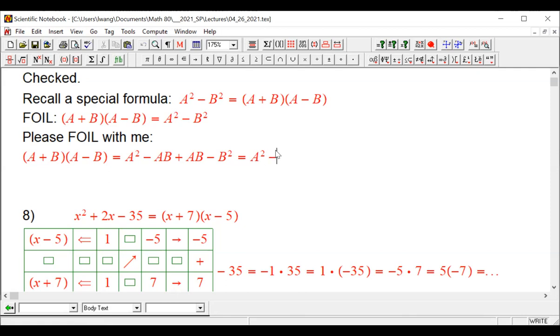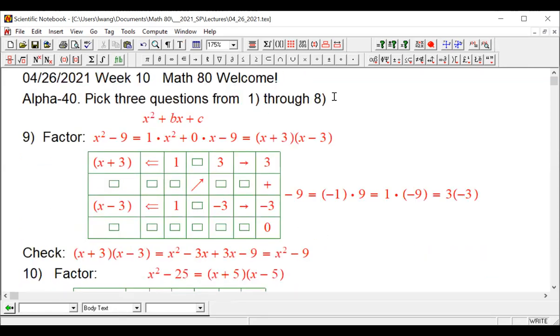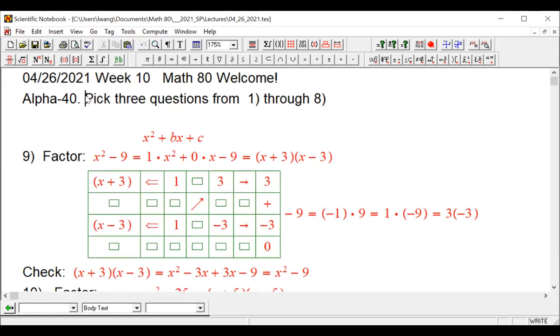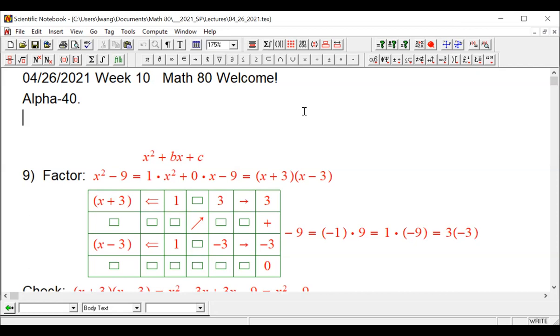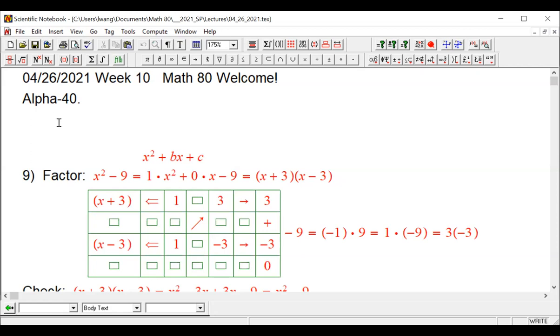Okay, this is one of those special formulas that oftentimes we may use from left to right or right to left. So if we look at the alpha 40 and the number 11, we don't necessarily have to go through that process of trial and error. We can actually get the answer much faster.